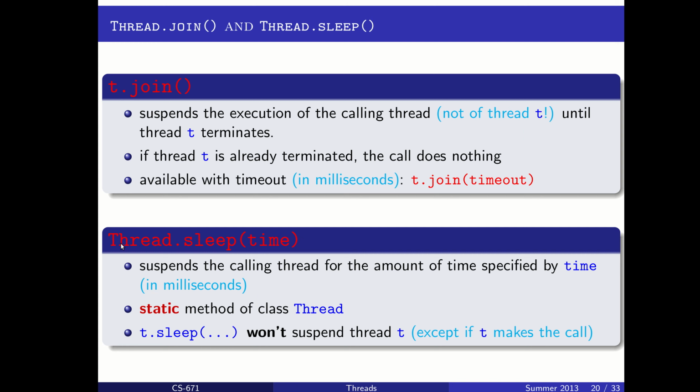You can just call it from within the structure of the program using the Thread class, and it will pause whatever thread is executing right now. Even if you call it from a thread object like T, it won't suspend T. It will suspend the calling thread unless T is also your calling thread. So it's useful for some things. If your program actually needs to pause for some amount of time, then it can be useful.